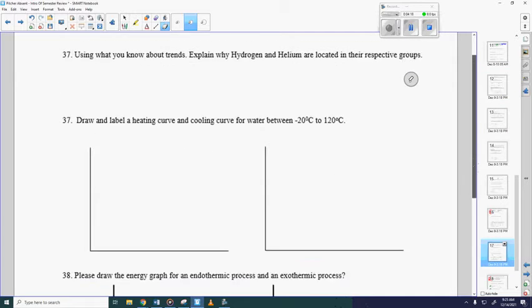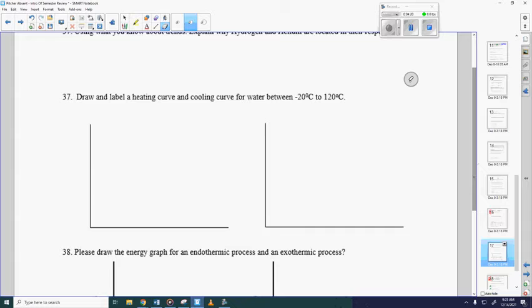Okay. Great. Draw and label a heating curve and cooling curve for water between. Okay. I'm actually so glad you asked me about this one. That's great. I will do the heating curve. I'll let you guys kind of figure out the cooling curve.